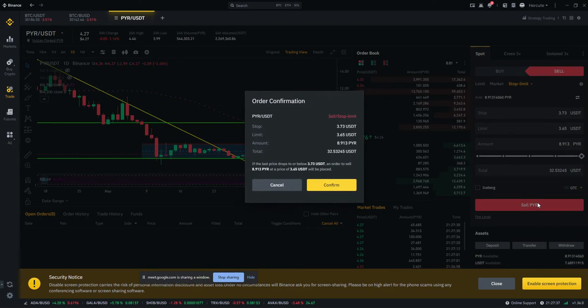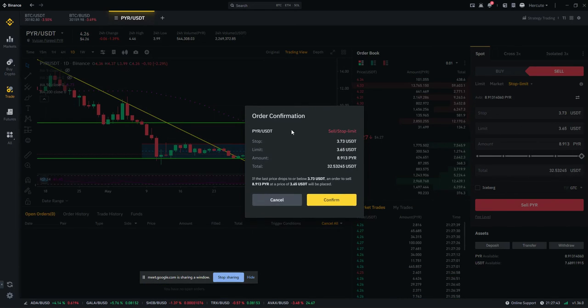Once I click sell PYR, notice what happens. Now, if the last price drops to or below 3.73 USDT, which is our support line, an order to sell 8.913 PYR at the price of 3.65 USDT will be placed. So if I'm okay with that, I'm going to click confirm.